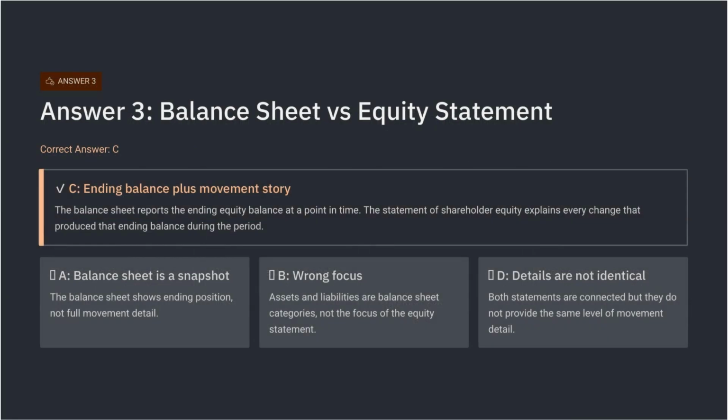The correct answer is C. The balance sheet shows the ending equity balance at a point in time, while the statement of shareholder equity explains how that ending balance was created during the period. Option A is wrong because the balance sheet does not normally show the full movement detail. Option B is wrong because assets and liabilities are not the focus of the equity statement. Option D is wrong because the statements are connected but they do not provide the same level of detail.